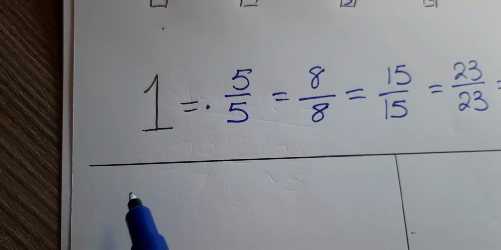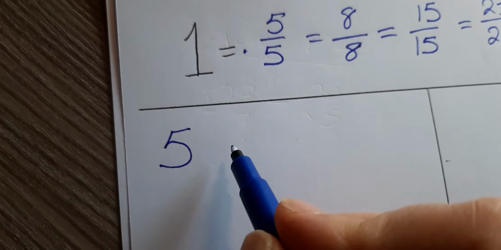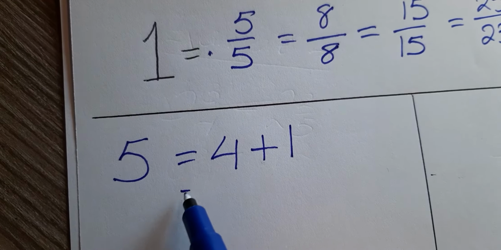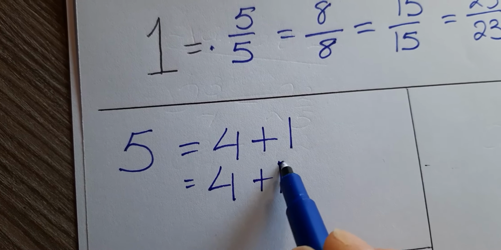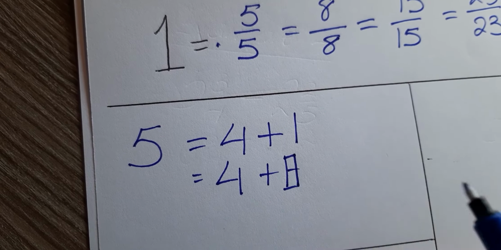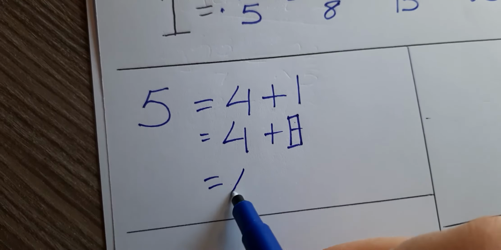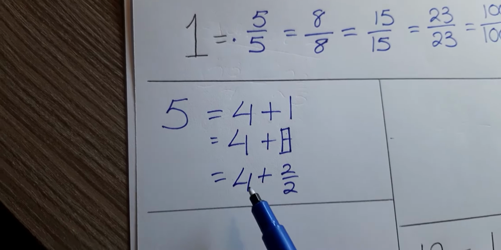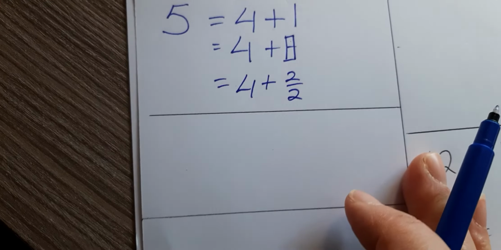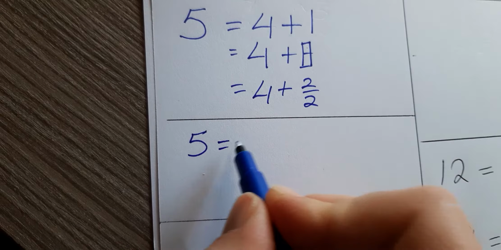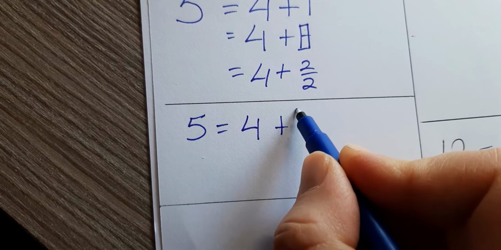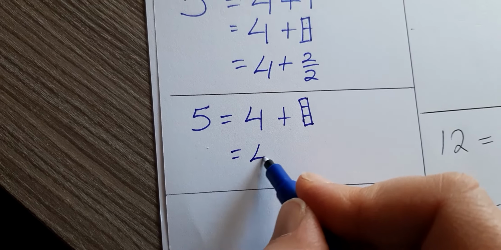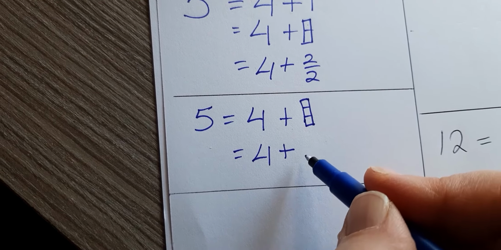If we have a whole number, like for example the number 5, we know that 5 equals 4 plus 1. Elementary stuff, we already know that. If I split that 1 in 2, it's 2 halves. So 4 plus 2 halves. So I've now split that 5 into a whole number and a fraction. Or I can say 5 equals 4 plus 1, and here I'm going to split that 1 into thirds. So it equals 4 plus 3 thirds.